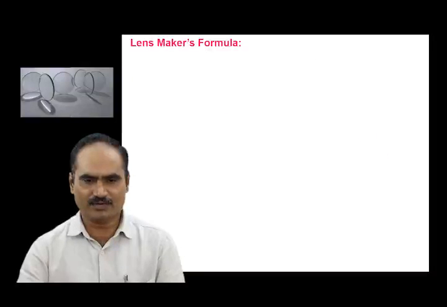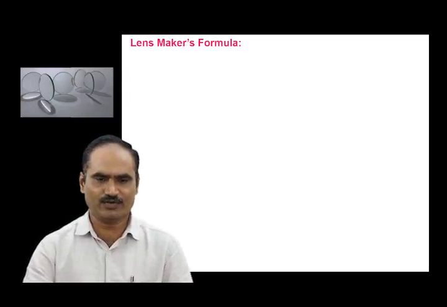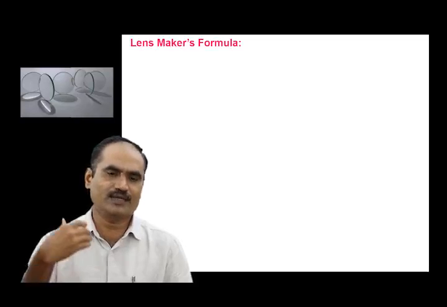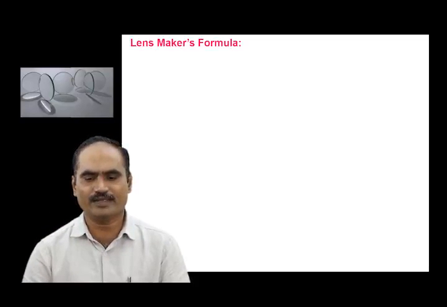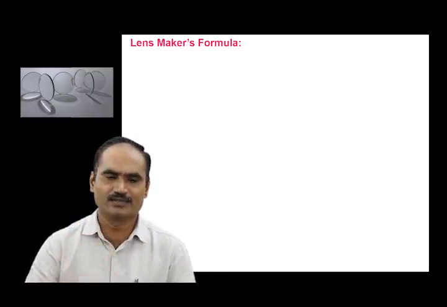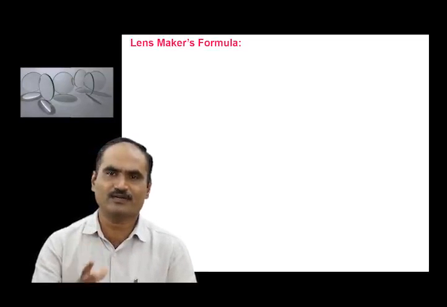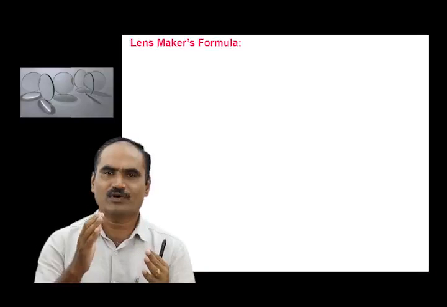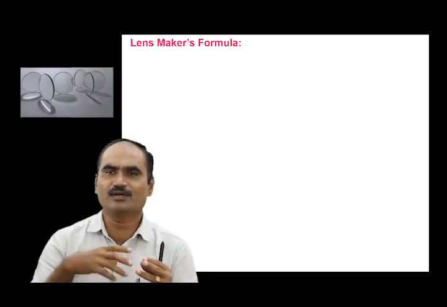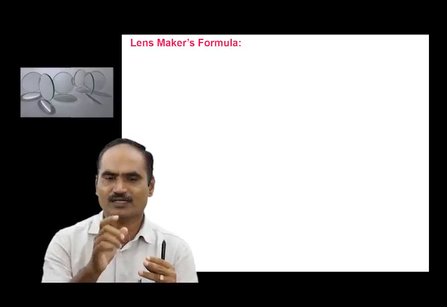And this lens maker formula, the word itself will make you understand. Suppose you are giving an order to an industrial person to make a glass of a particular focal length. Then what does he have to do? Suppose he has a certain glass of a certain refractive index. Then he has to cut that in the form of a lens, such that it has the required focal length.